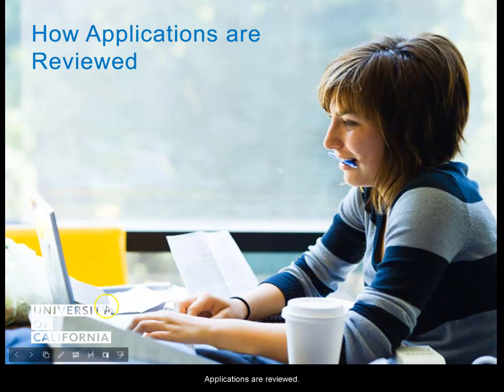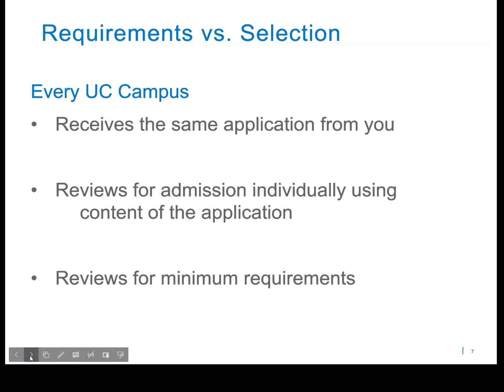How applications are reviewed. So we'll talk about requirements versus selection. Every UC campus receives the same application from you. They review for admissions individually using the content of the application. It also reviews for minimum requirements.